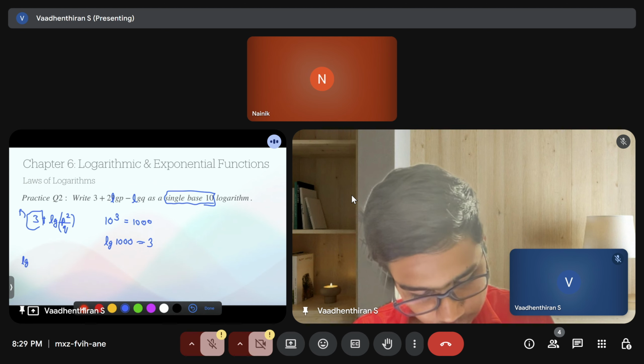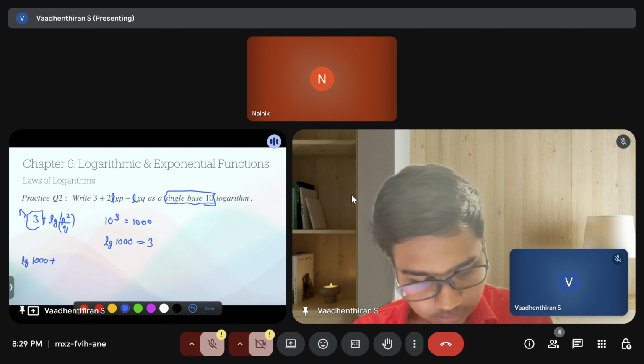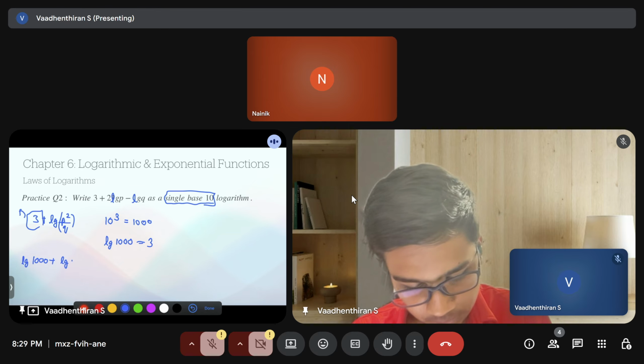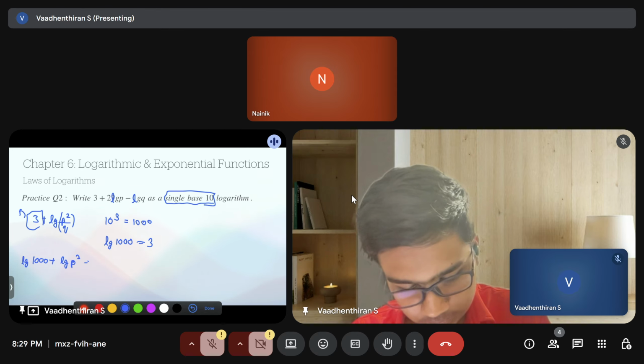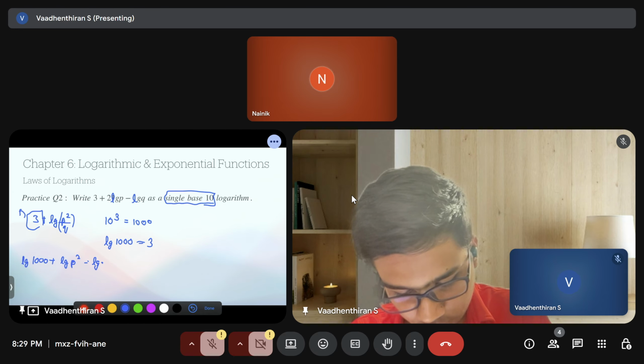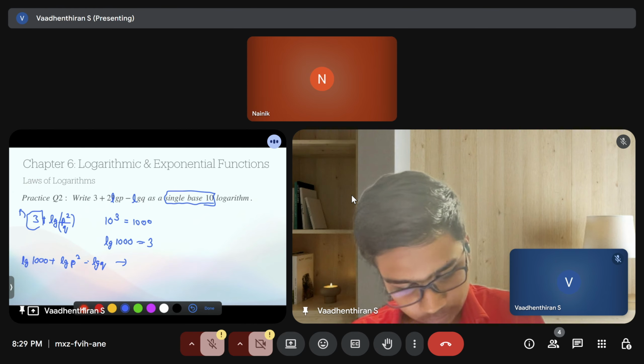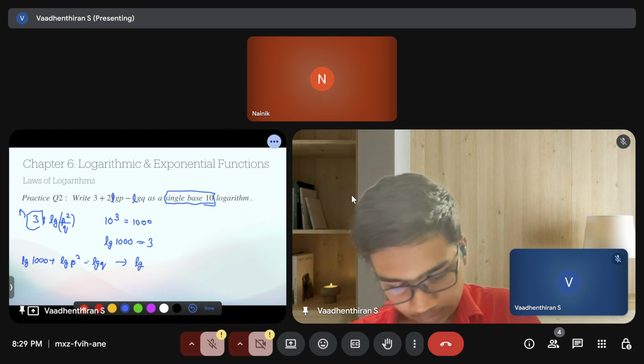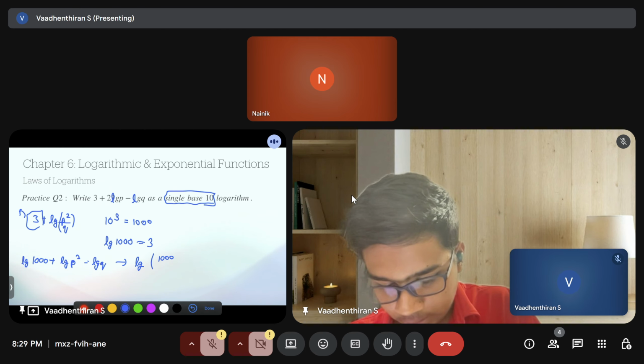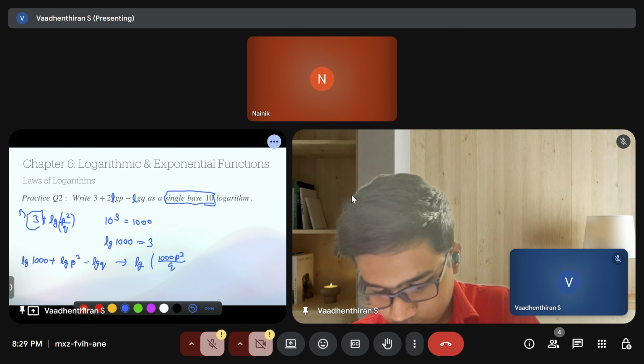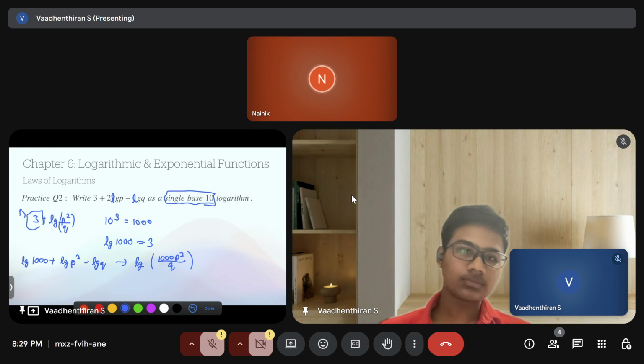So you can write this as lg 1000 plus lg p squared minus lg q. Now I can multiply, then you can make this into one logarithm: lg of 1000 p squared by q. Yeah, okay, got it.